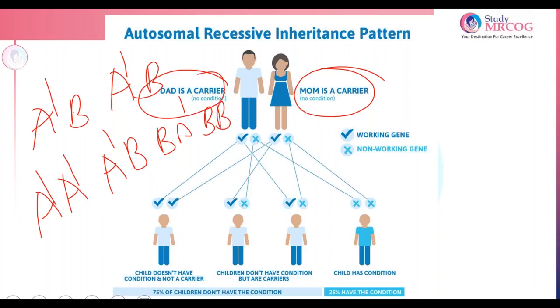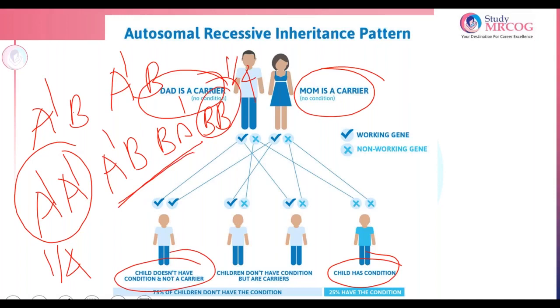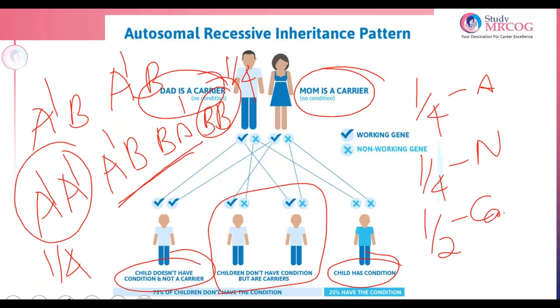Here you can see the same thing. One fourth of the children have the condition. 75% of children don't have the condition, but that doesn't mean that they are not carriers. The person who is completely free of that condition is this one, that is 1/4, and the carriers are the middle ones, these two kids. So 1/4 will be affected, 1/4 will be normal, and half of them would be carriers. This is how the calculation goes.